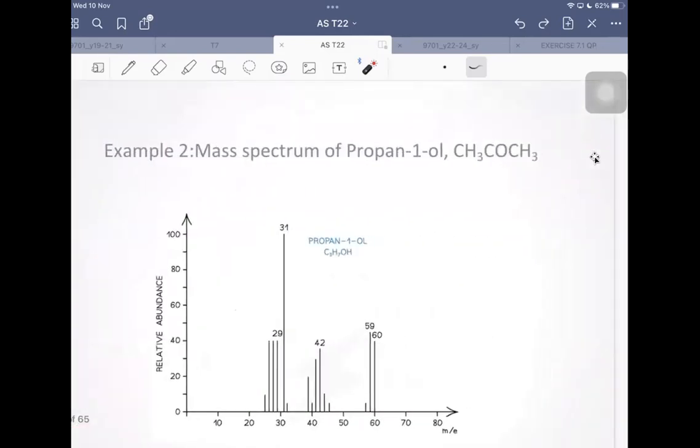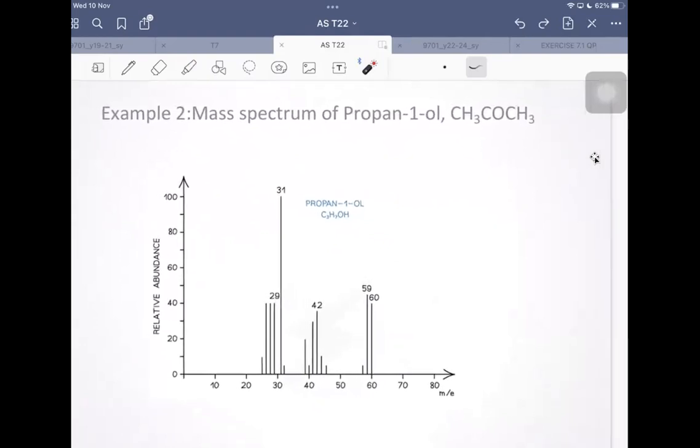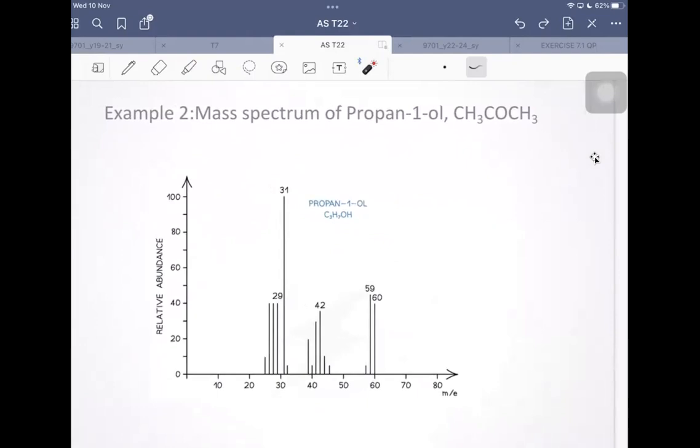Okay, now this is the second example, the mass spectrum of propan-1-ol. Just now we were looking at... that's not right, is it? Because that is not the formula of propan-1-ol. I must have copied and pasted it. Okay, change the formula of propan-1-ol to CH3CH2CH2OH. So that's C3H7OH, yeah.